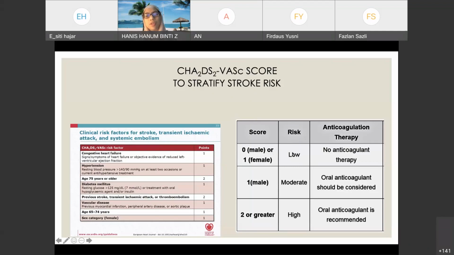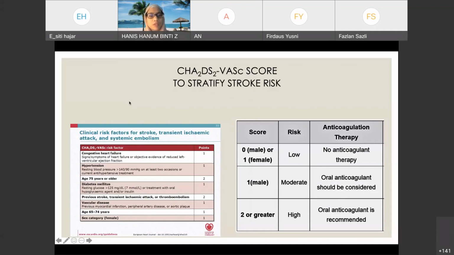So what you do? You don't give any anticoagulant therapy. Now the minute they have 1 score or greater, you have to give oral anticoagulant. So remember, like I said just now, first you need to check whether the patient punya risk of stroke. Kalau low, tak payah bagi anticoagulant therapy. Kalau dia moderate or high, you need to give anticoagulant therapy. Faham tak? Guys, are you guys with me?